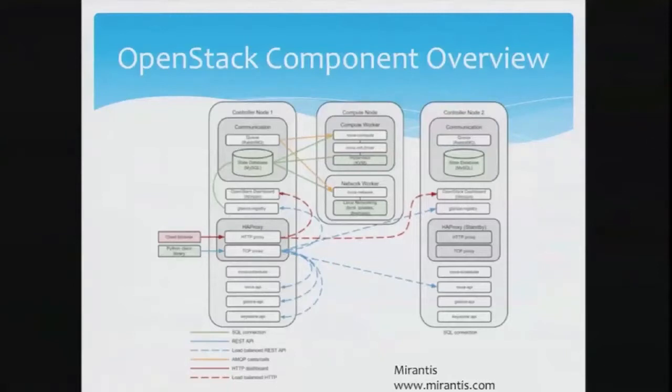I wanted to highlight the different communication types, starting from the legend at the bottom, from the top down, which is SQL, REST API, load balanced REST API, AMQP, HTTP dashboard, and load balanced HTTP. So there are a lot of different moving parts within OpenStack, and so far we've had a few issues getting used to the way everything works and keeping things up and stable. But as we progress further, I think this will be an excellent platform. I borrowed this image from Mirantis, which is where I did some OpenStack training earlier in the year.